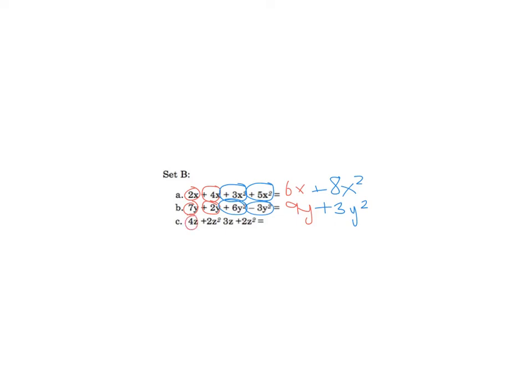Last one, collect the z's. That should be a plus z squared there. We get 7z and z squareds. Add them together, we get 4z squared. Can't simplify them any further because z and z squared are completely different values.